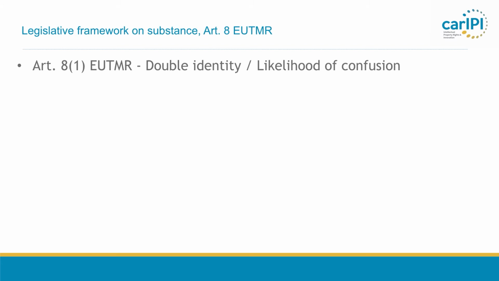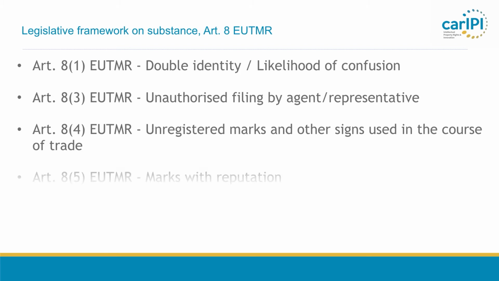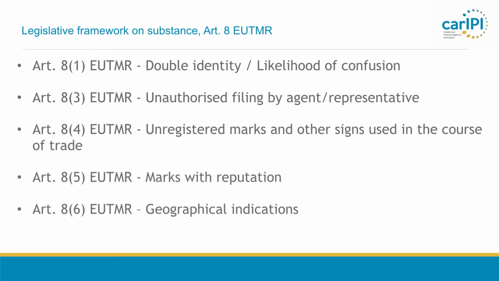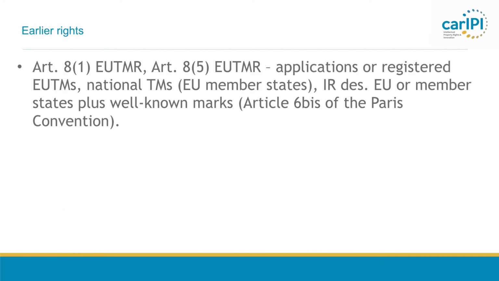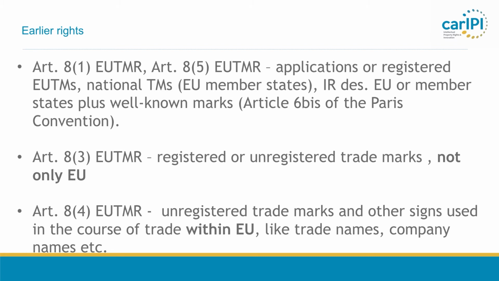Then we have 2 grounds that are a bit less frequent, and this is Article 8.3, that is about unauthorized filing by an agent, and Article 8.4, that is about unregistered marks and other signs used in the course of trade. I will briefly discuss these 2, as they are not that frequent, and we have limited time in this presentation.